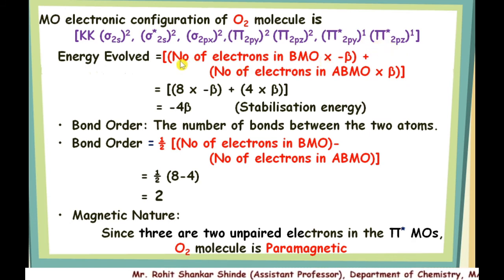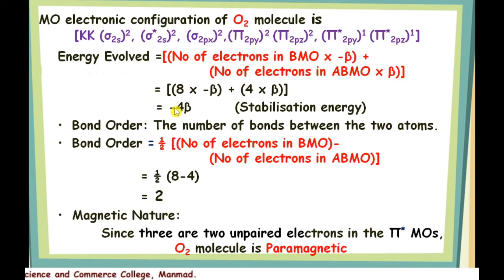So let us put values, 8 into minus beta plus 4 into plus beta. Minus 8 beta plus 4 beta becomes minus 4 beta, and hence energy evolved during formation of O2 molecule is minus 4 beta, which is a stabilization energy.